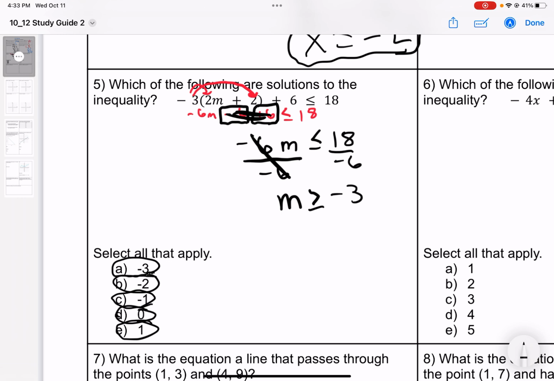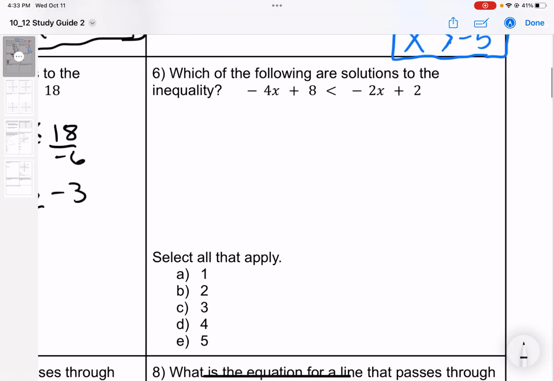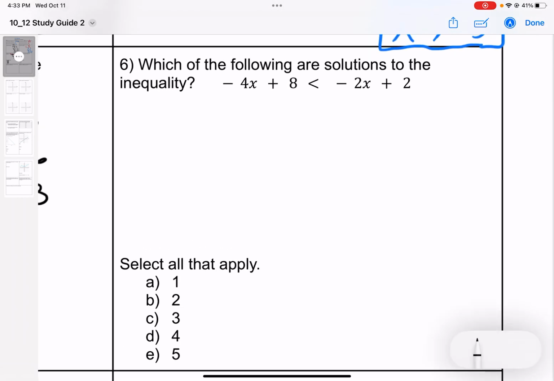Just want to make sure no mistakes. All right, good to go. All right, so we have another one that's very similar here. This time we have variables on both sides. I'm going to start by adding 2x to both sides.